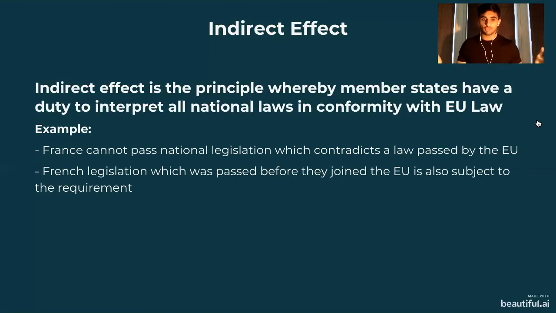And so what it would require in theory is France to repeal the outdated or old legislation and replace it with new European Union legislation which is consistent and up to date. In practice, this can be quite problematic.